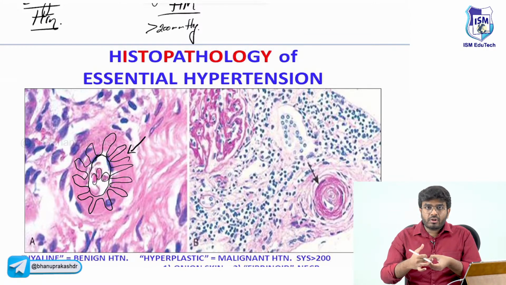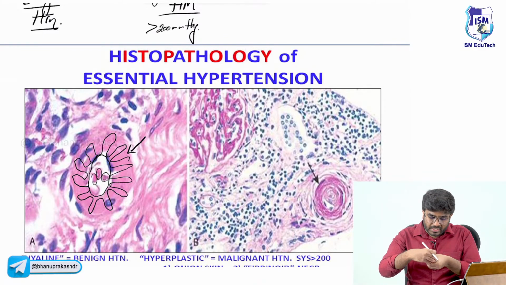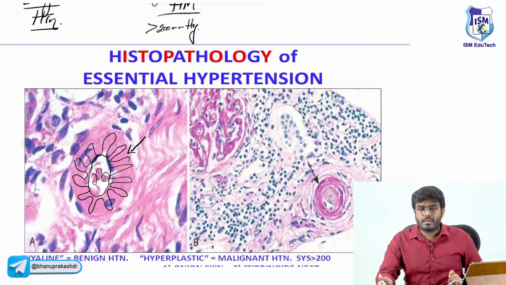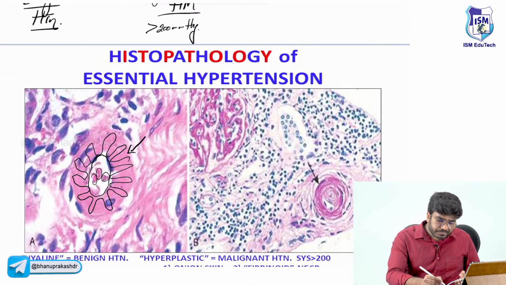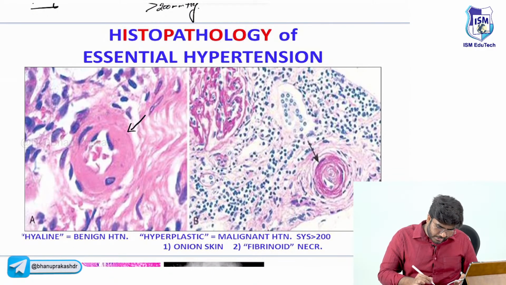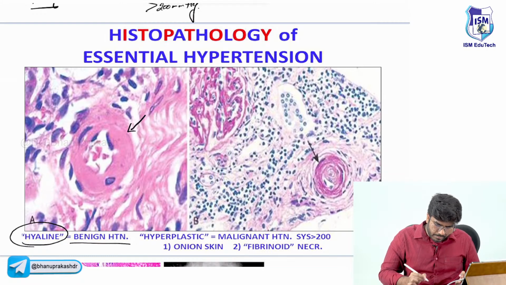And some amount of blood vessel injury will happen. That blood vessel injury will lead to injury to the endothelium, which will lead to deposition of plasma proteins into the vessel wall. The plasma proteins are getting leaked into the vessel wall. So this pink color appearance, this hyalinous appearance, is because of the deposition of plasma proteins in the vessel wall. This type is called hyaline arteriosclerosis. I have already mentioned here, hyaline arteriosclerosis is seen in benign hypertension.